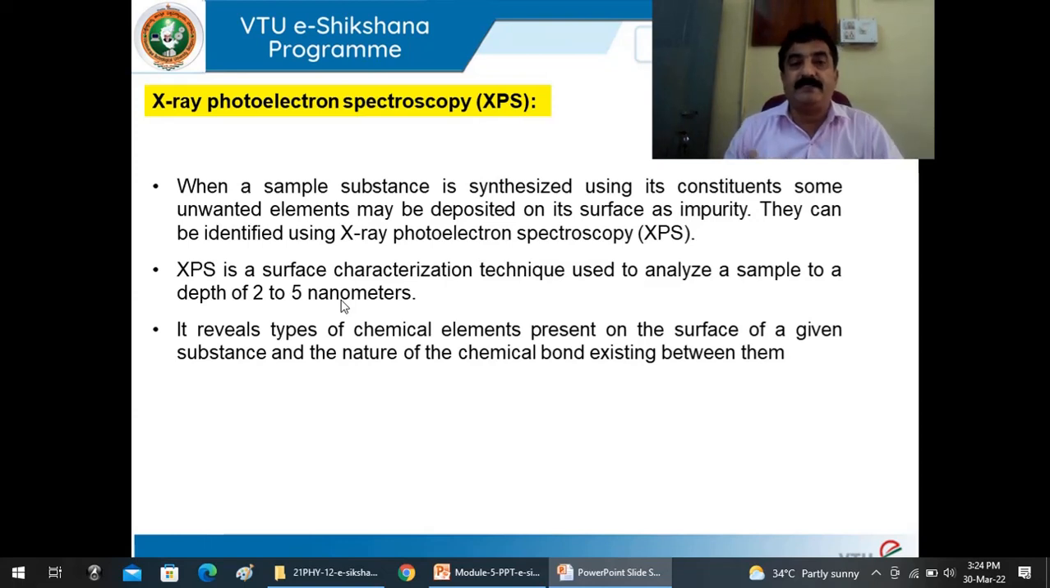study using XPS. Next, it reveals the types of chemical elements or compounds present on the surface of a given substance and the nature of the chemical bond existing between them. So what type of impurity is present and how it is bonded with the host material, all those things can be estimated, analyzed, or determined with the help of XPS.